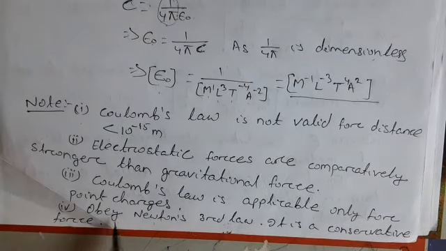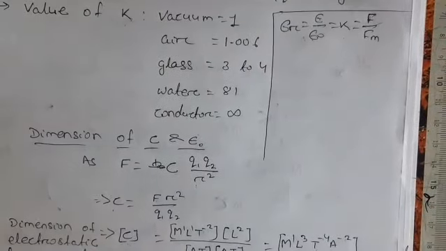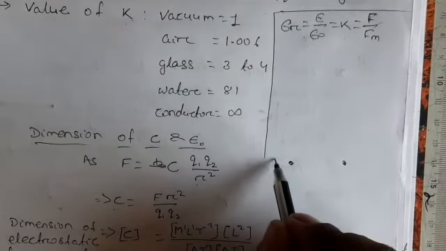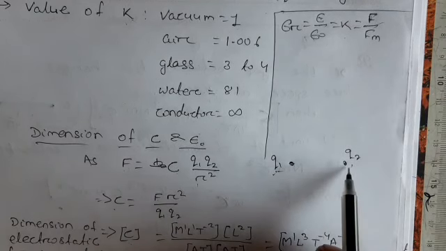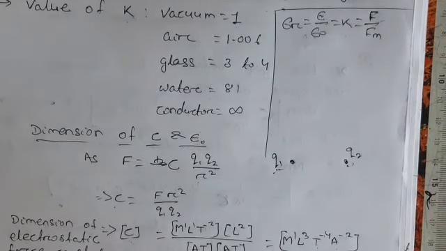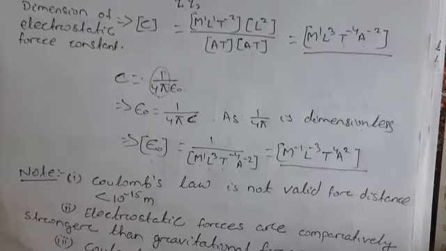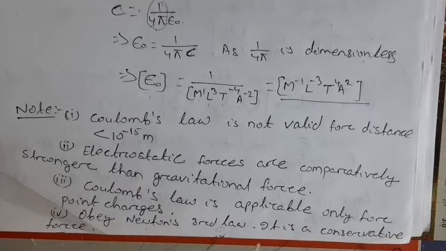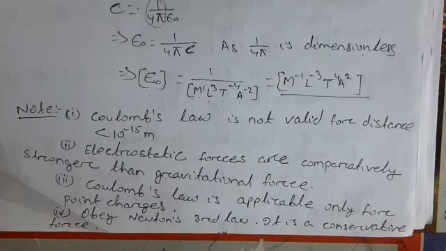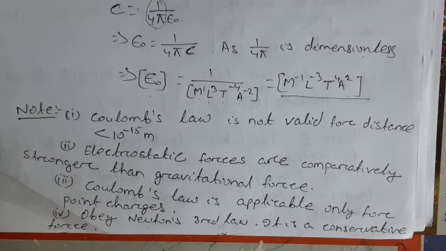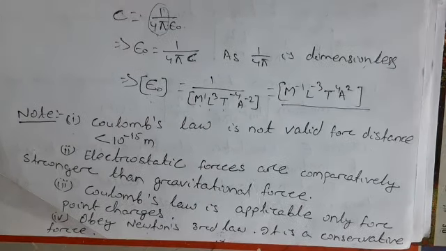And last point, it obeys Newton's third law, means I can say if there are two charges Q1 and Q2, then force on Q1 due to Q2 is equal to force on Q2 due to Q1, equal force acting in opposite direction, which we will discuss in derivation of Coulomb's law in vector form. And also it is a conservative force. That's all about the scalar form of Coulomb's law. You have to remember some points, some unit, some dimension. Okay, thank you. Keep watching.